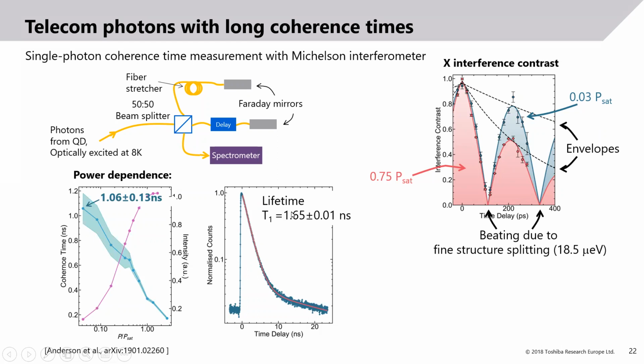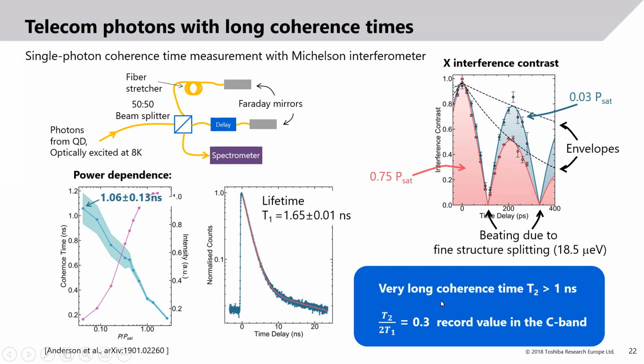To put this into perspective, the lifetime of our dots is 1.65 nanoseconds. So from this, we can calculate how close to the Fourier limit we are, and the value is about 0.3, which is actually a pretty good value, given that we're exciting the dots non-resonantly, and certainly in the C-band, I don't think anyone has seen anything better than that.